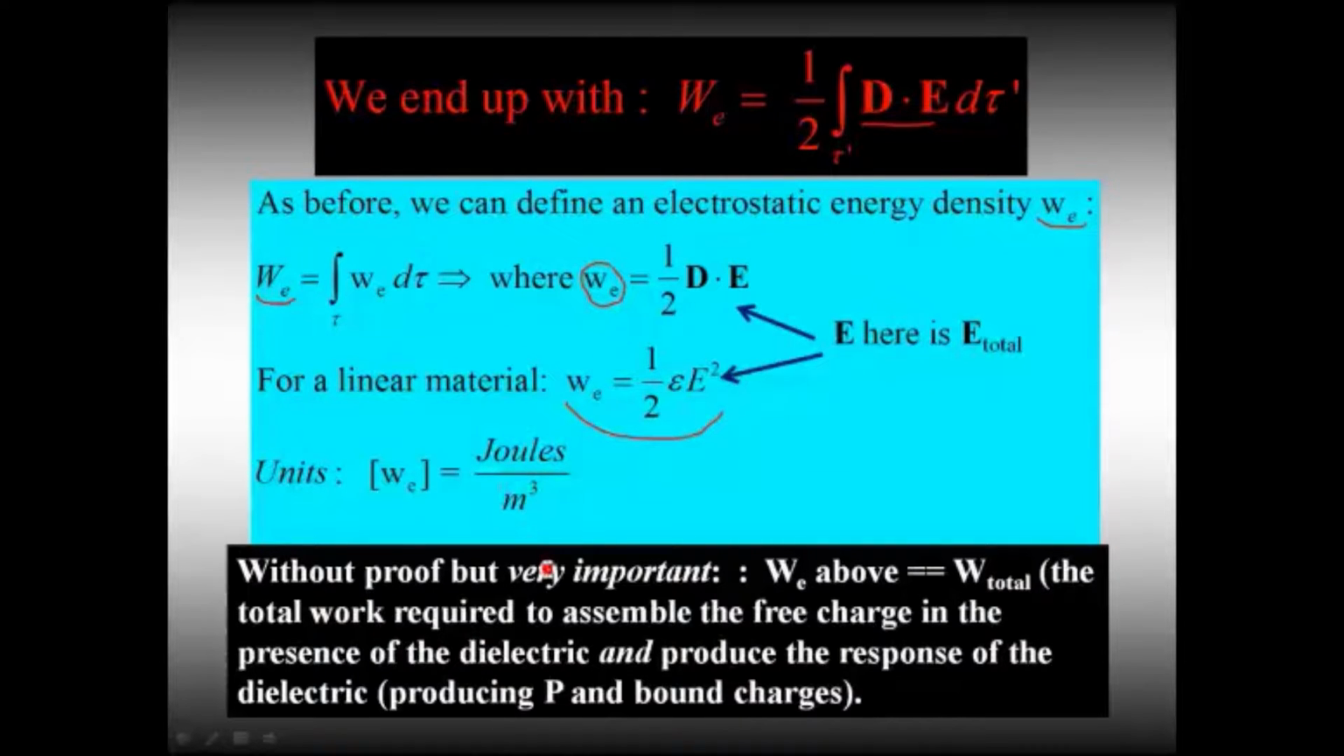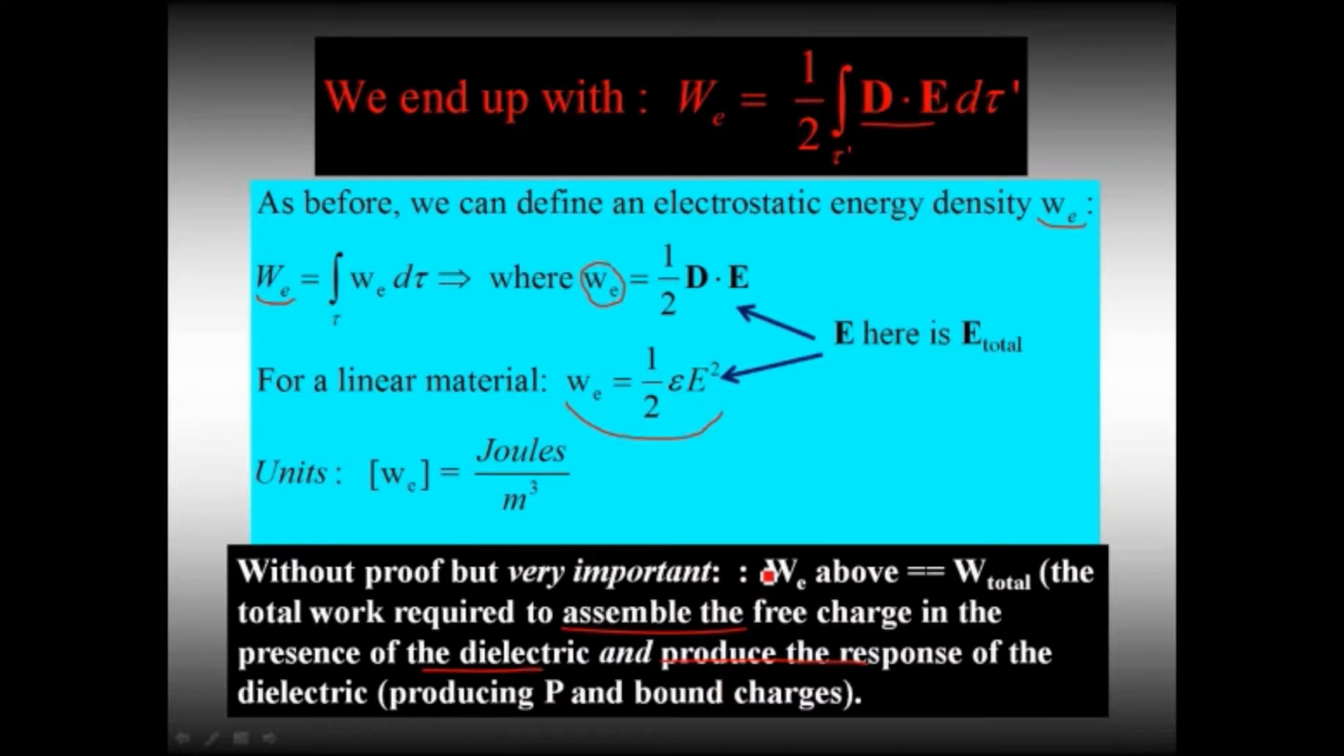Alright, now this is pretty important, and I'm going to say this without proof: the W sub E that we've worked out here is equivalent to the total W, which is the total work required to assemble the free charge in the presence of the dielectric and at the same time produce the response of the dielectric, which produces P in the bound charges.